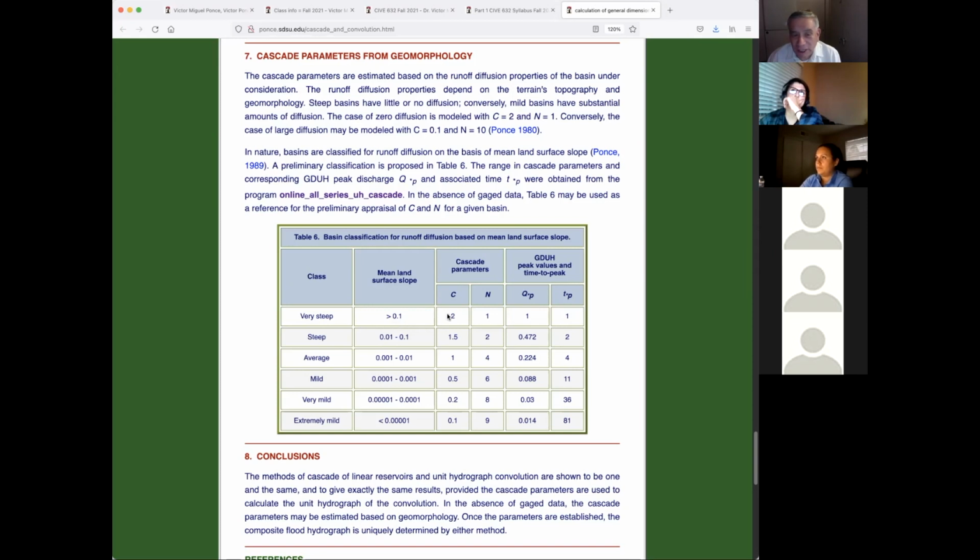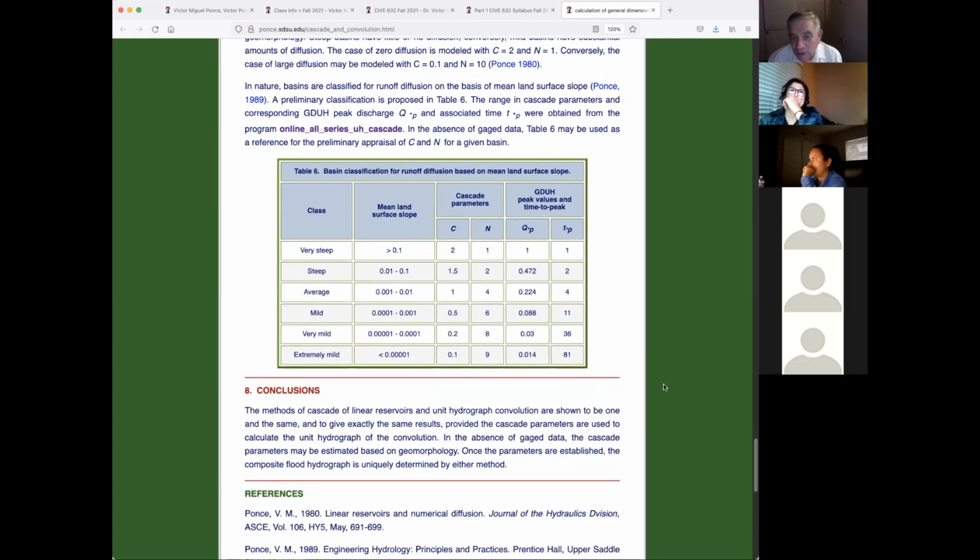Okay, so the Cascade parameters 2 and 1, right? In the values of peak flow, like the rational method values, right here, very steep, 2 and 1. Steep from 0.01 to 10. Then you have the Cascade parameters and the values of the unit hydrograph, the generalized dimensionless unit hydrograph. As you can see, the peak starts decreasing to 47%, 22%, 8%, 3%, 1%. And the time to peak increases, relative, to 2, 4, 11, 36, 81. So this gives you a range of hydrographs.